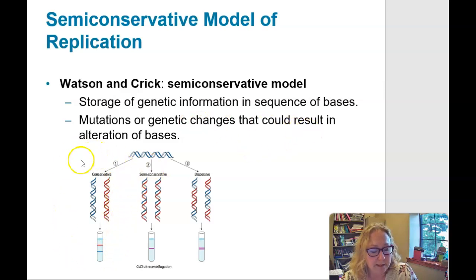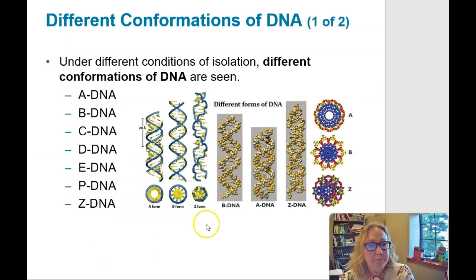Essentially, the model is semi-conservative. They disproved conservative and proved semi-conservative. So this is what it would look like if it was semi-conservative, and this is what it would look like if it was dispersive. But we have semi-conservative. We will do some of these things in class, but just know it is a semi-conservative replication.